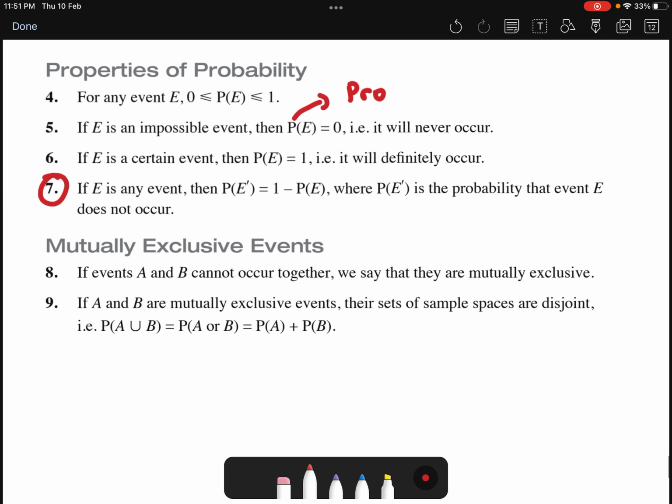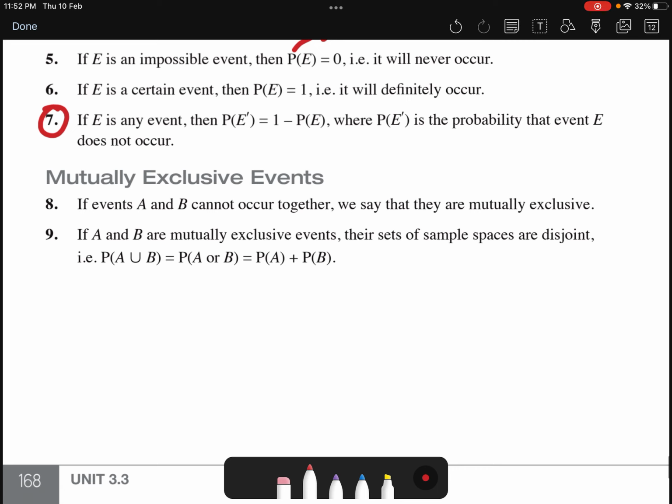This is a very useful property that we can use to solve a lot of questions. The next is called mutually exclusive events. Mutually exclusive means that if I have A and B, events A and B cannot occur together. For example, if I toss a coin, there can only be head or tail, it cannot be head and tail together. If they are mutually exclusive events, I can simply add up, P(A) plus P(B).